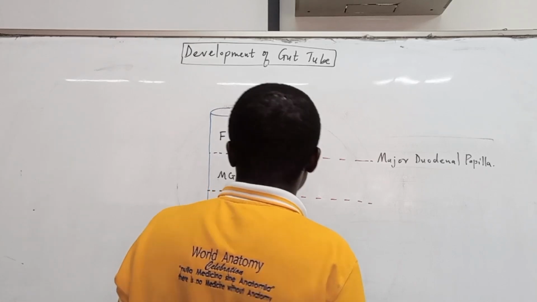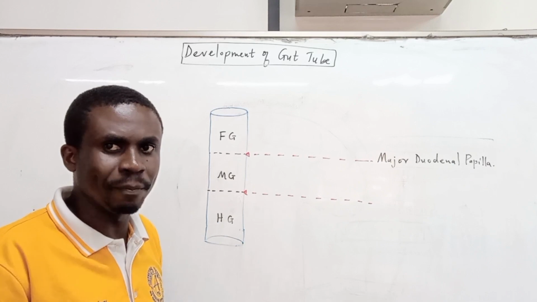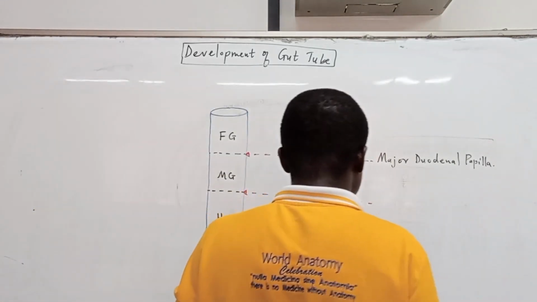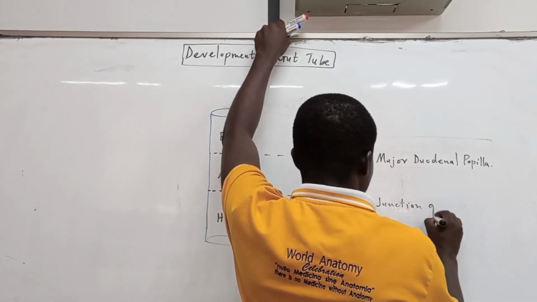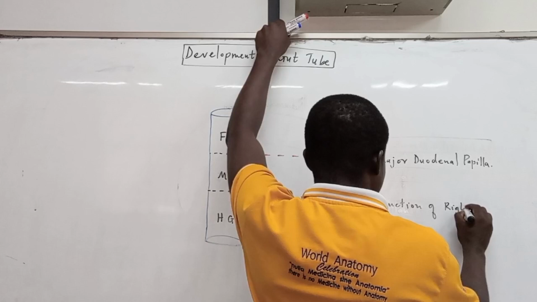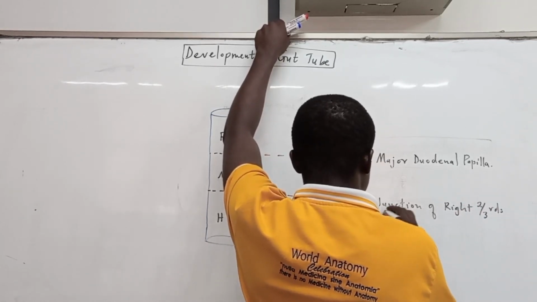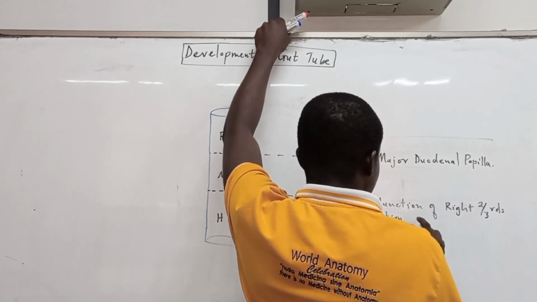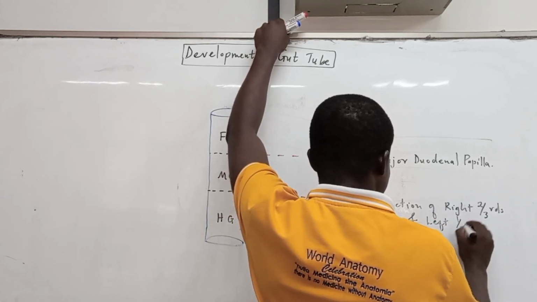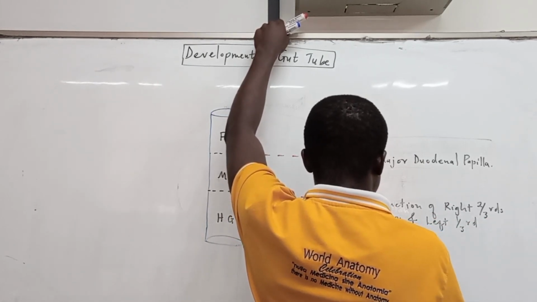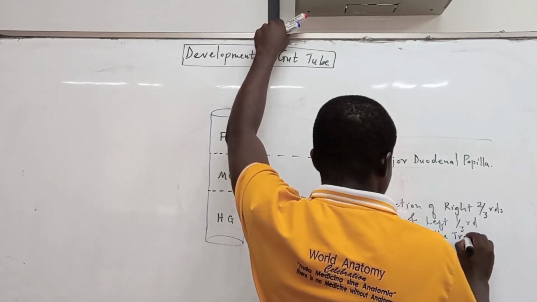And then, how about the midgut and the hindgut? What separates them? My friends, it is at the junction. Okay, so I want you to tell me that it is at the junction of the right two-thirds portion and left one-third portion of the transverse colon.